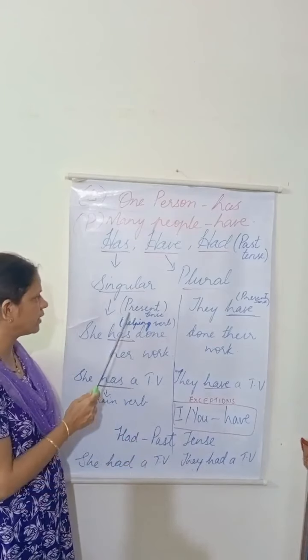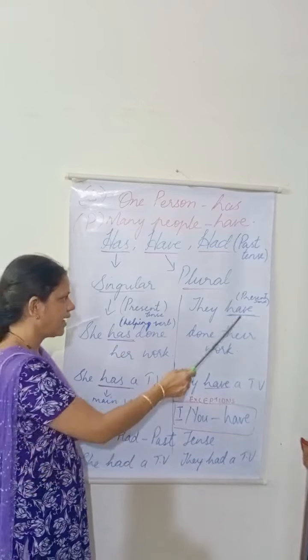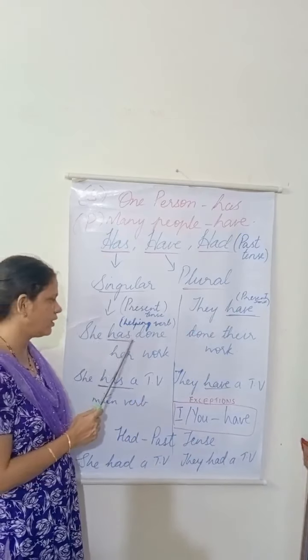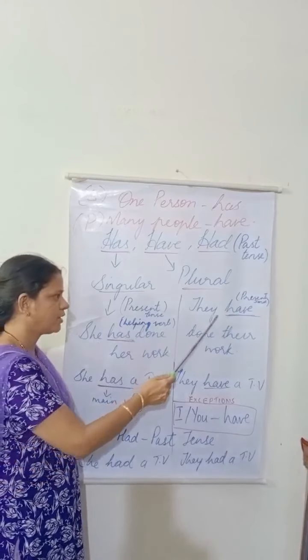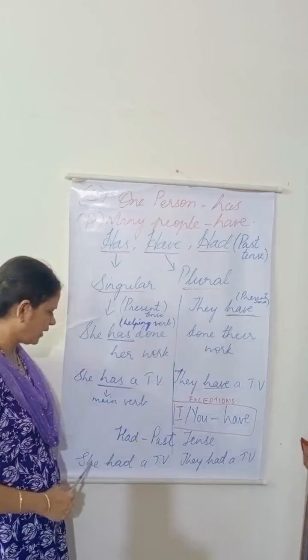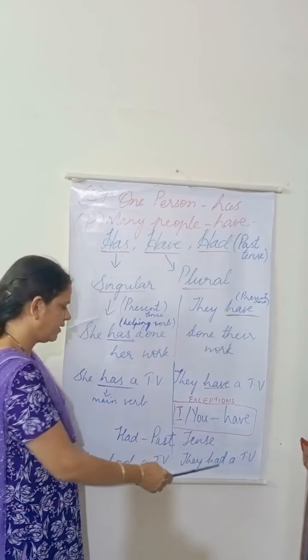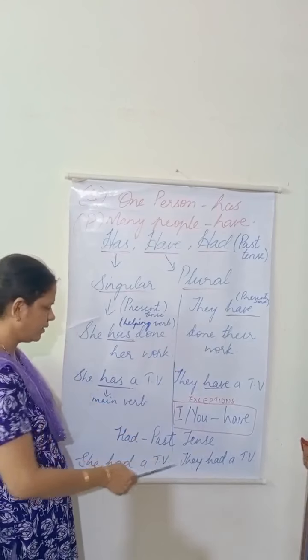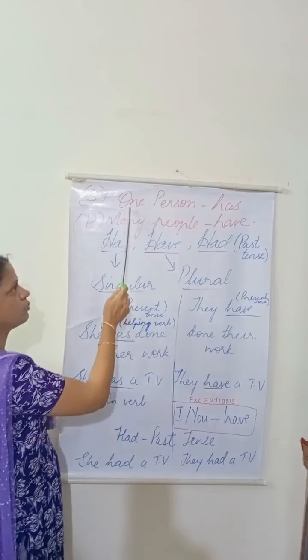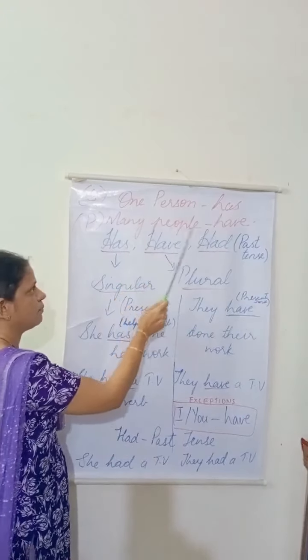You only have to be careful when you use has and have. It's according to the subject. If the subject is singular, the singular verb is has. Subject is plural, the plural verb is have. And she had or they had, whether it's one or many, you use the word had. So this simple point, if you remember, girls, one person has, many people have.